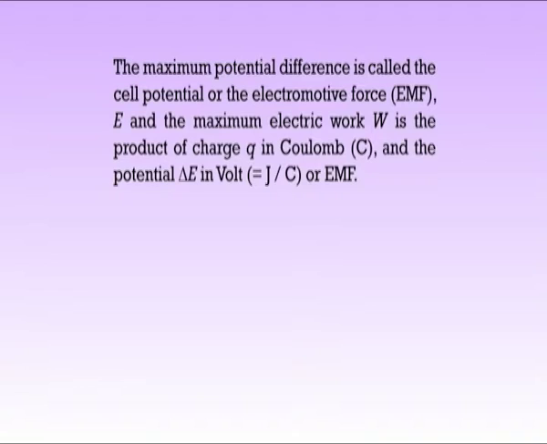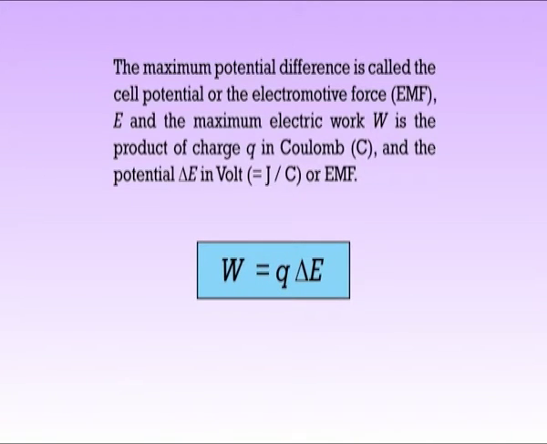E, and the maximum electric work W is a product of charge Q in coulomb and the potential delta E in volt or EMF. So W equals Q delta E. The EMF delta E is determined by the nature of the reactants and electrolytes, not by the size of the cell or amounts of material in it. The amount of reactants is proportional to the charge and available energy of the galvanic cell.